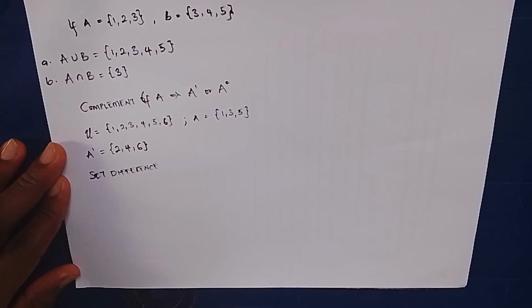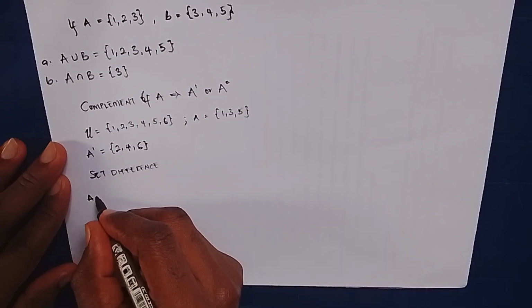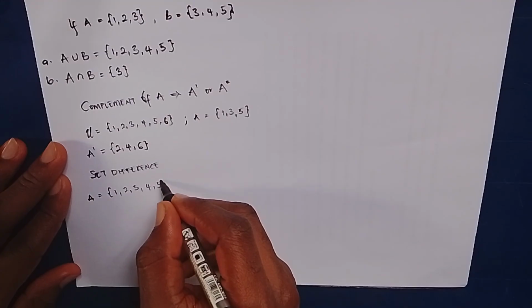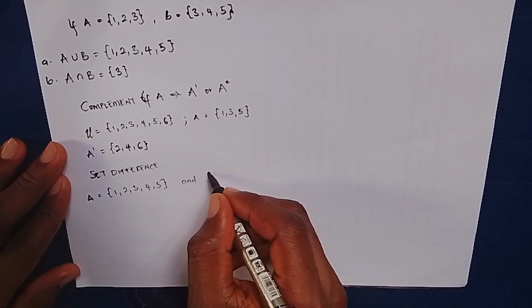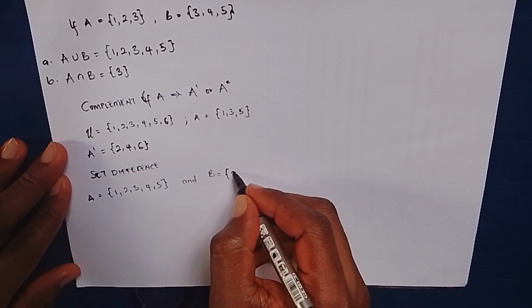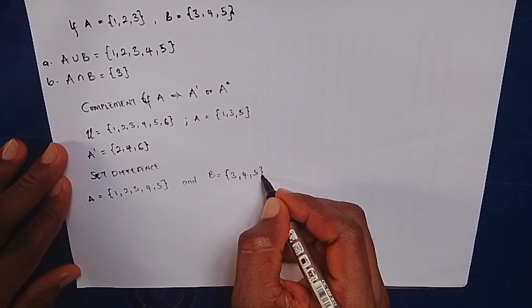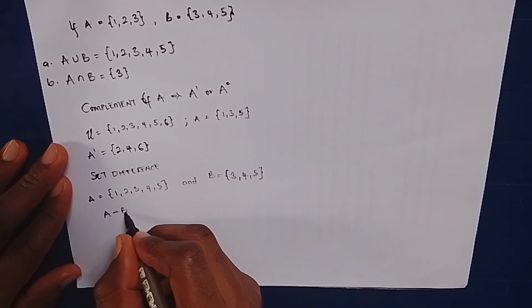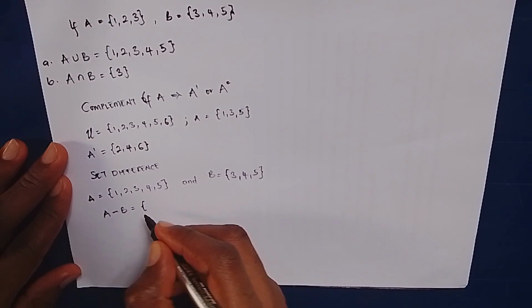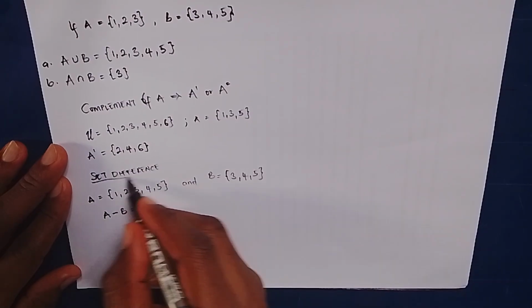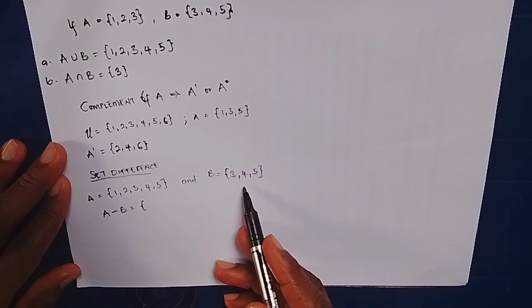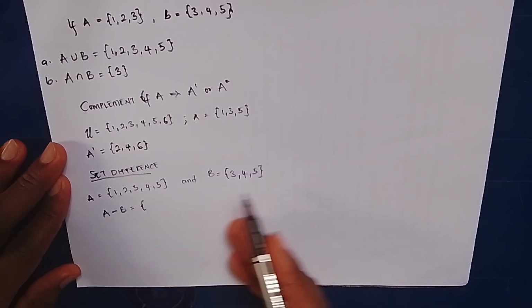Given this example, A is equal to 1, 2, 3, 4, 5, and B is the set 3, 4, 5. We are asked to find the difference between set A and B. So the difference between set A and B is everything present in A apart from what is in set B.